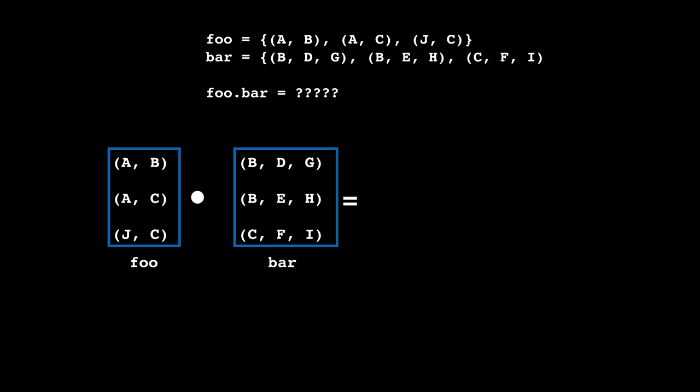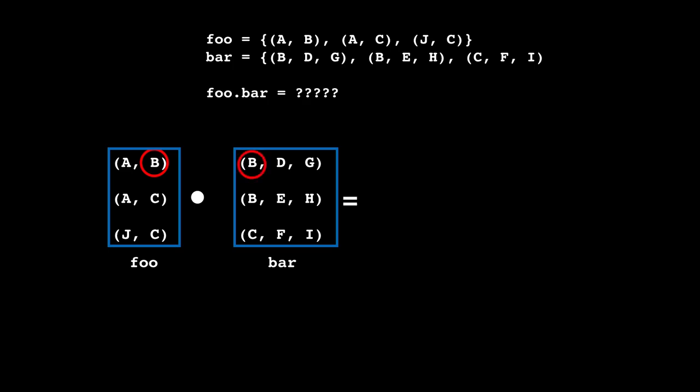Okay, so here's an arbitrary example. Let's say that foo is this set of relations, and bar is a set of relations. What then is foo.bar? Well, I've got foo written on the left in a tabular view, just like a database table, and bar on the right as a database table. And the way you work with that dot is you take the last column from the left side of the dot, and you take the first column of the right side of the dot and start doing joins.